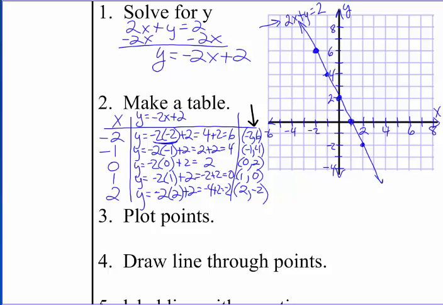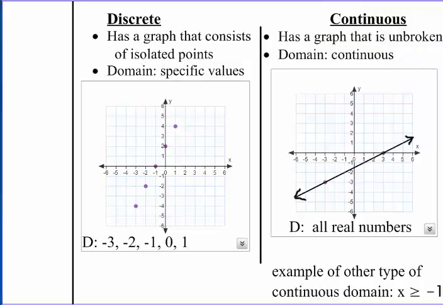So now let's talk about the difference between the discrete and the continuous. Discrete has a graph that consists of isolated points. You can see here that each of these points are just individual isolated points. There is no line on the graph. And the way we would know to do that is that we have a specified domain. There was a specific domain that was given to you at the very beginning for graphing.